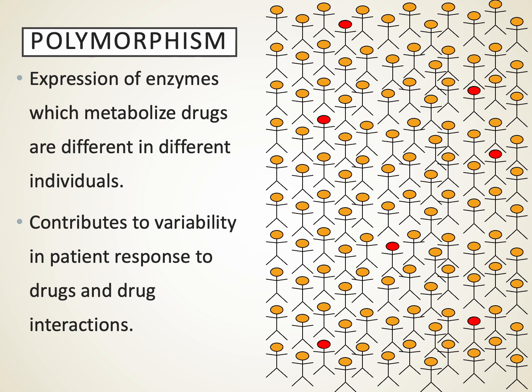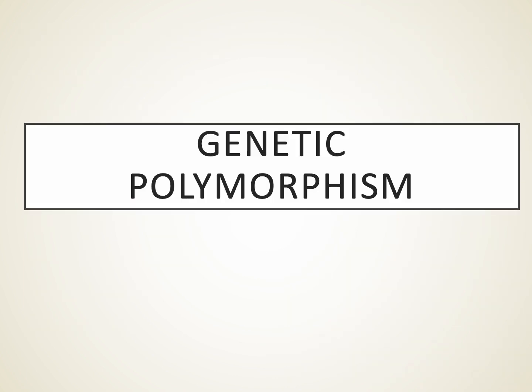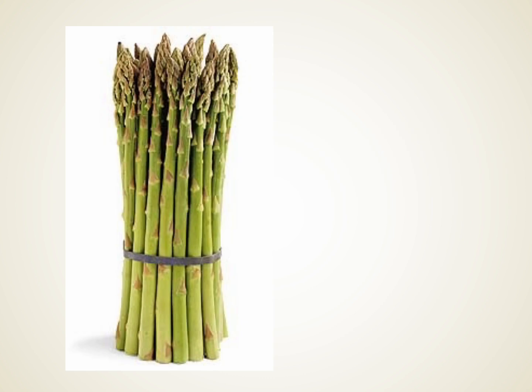So here in a population where almost everybody is blonde, there are a couple of redheads in the group. The redheads may represent a subgroup of folks who have either excessive or very limited ability to use that enzyme in drug metabolism. So let's look at this genetic polymorphism in the context of asparagus again.